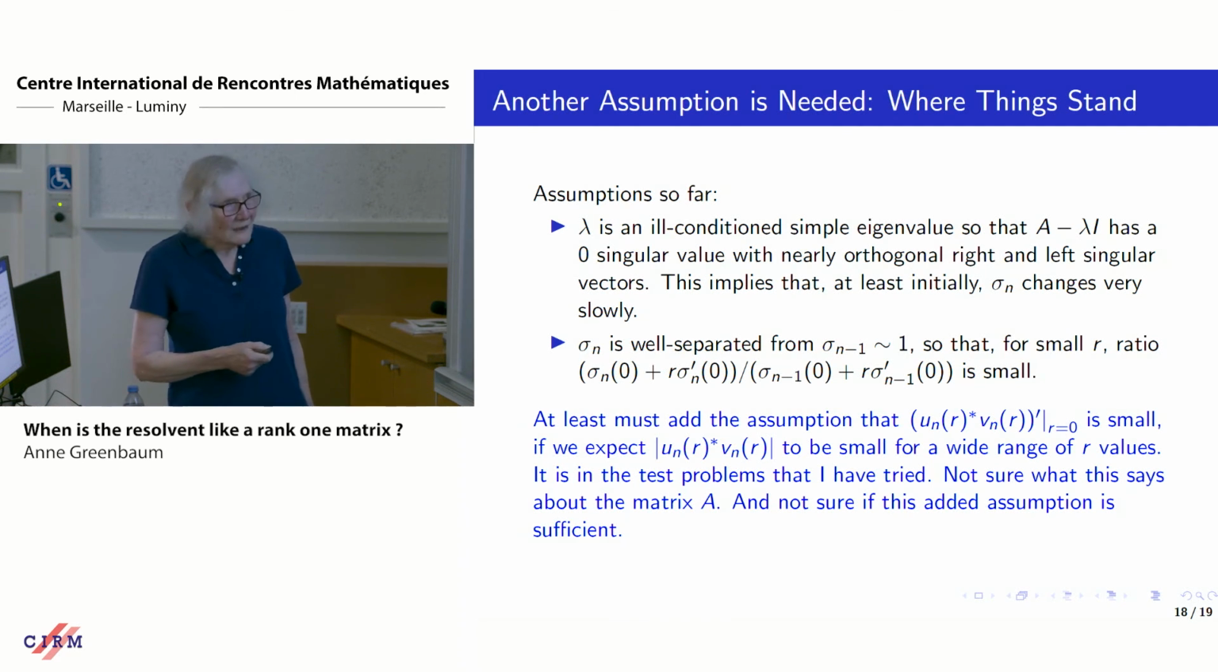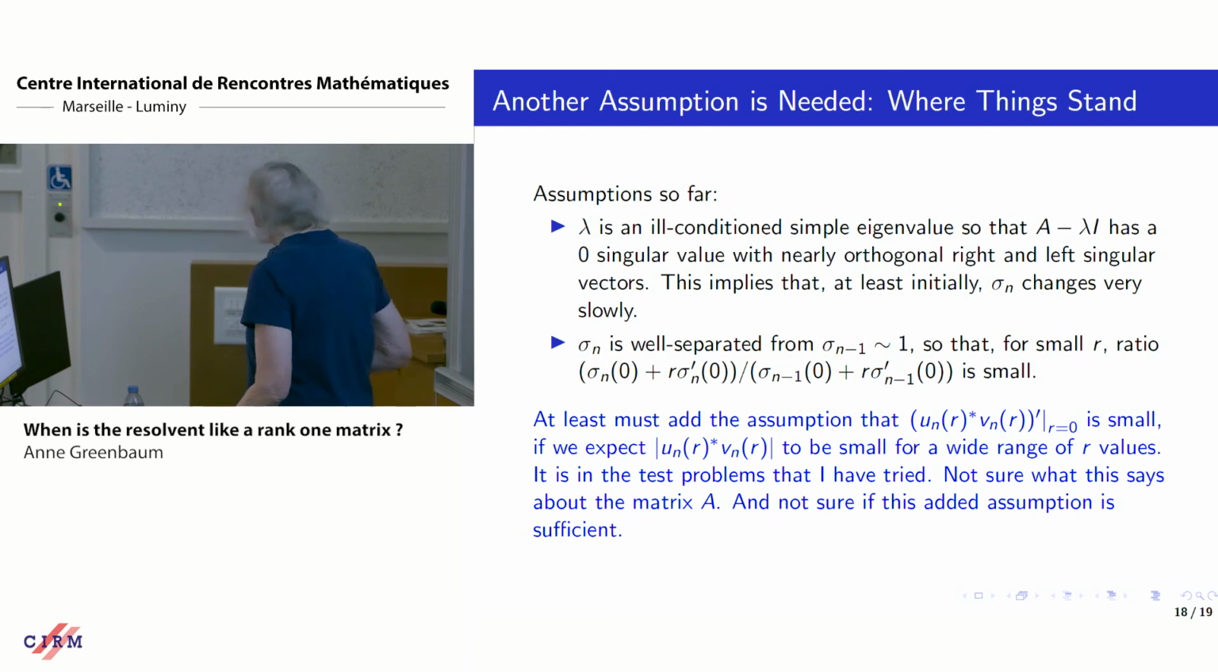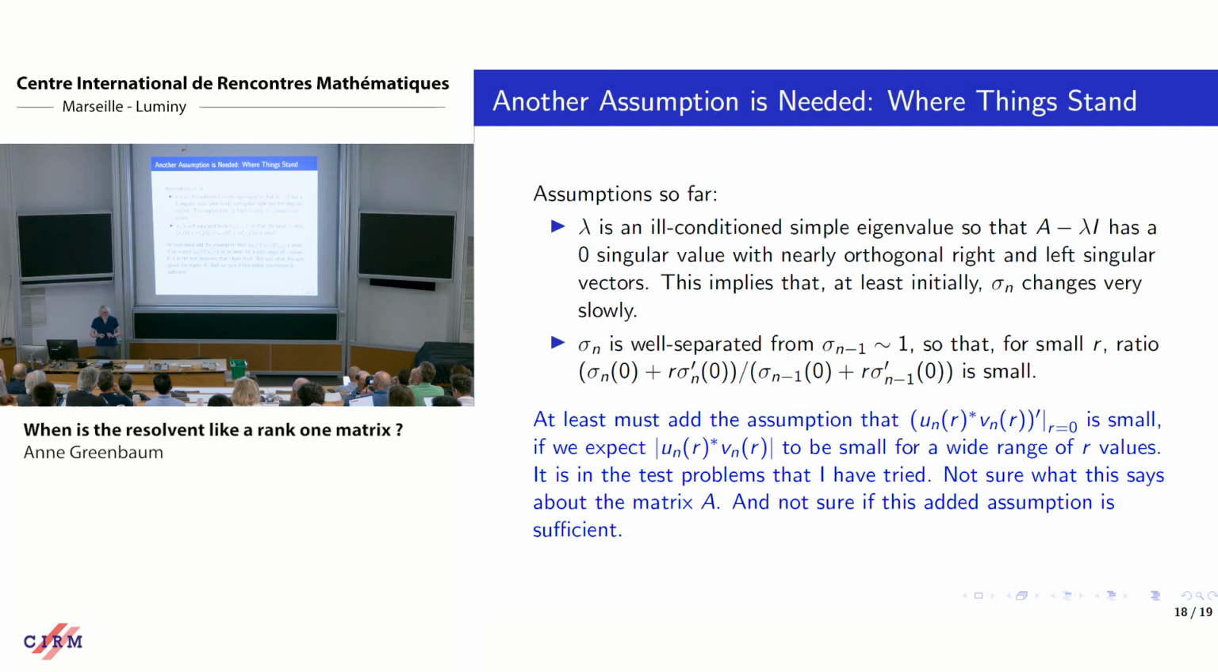We surely must at least have the assumption that the derivative of un star vn, evaluated at r equals 0, is small if we expect this to remain small for a wide range of r values. And again, this is the case in all of the test problems that I've tried. I'm not sure what this corresponds to in terms of the matrix A. And I'm also not sure if this added assumption is sufficient. So I think I'm out of time, so I will stop there. Thank you.